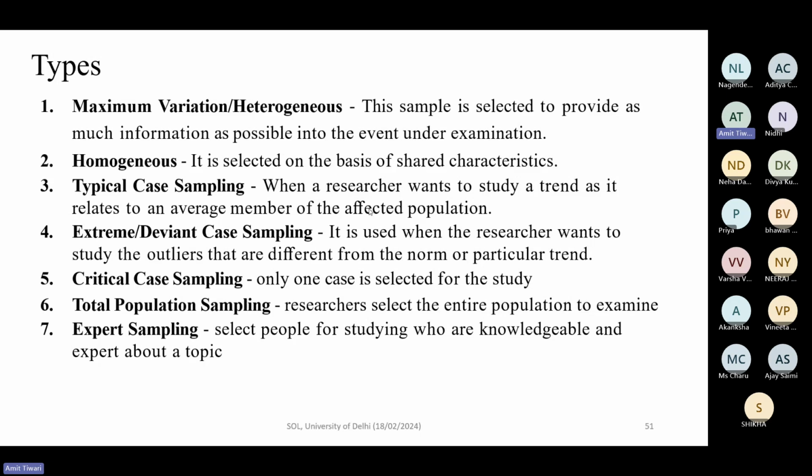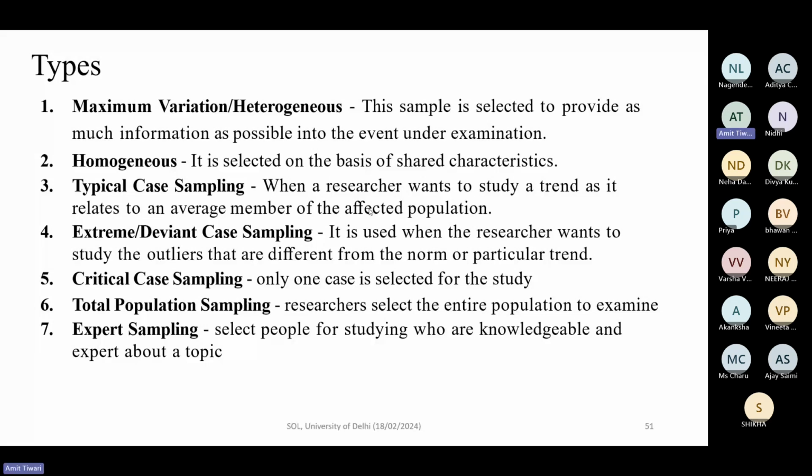Sometimes it is used for expert sampling, sometimes total population sampling, which is the general idea about any kind of sampling. So for that also it is used. The basis for these types is the nature of the data or the nature of the population.